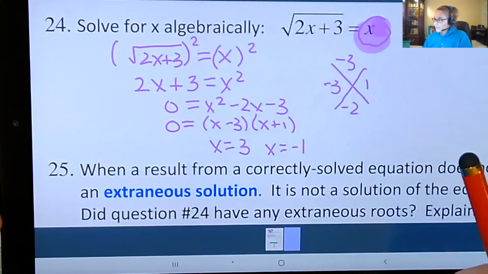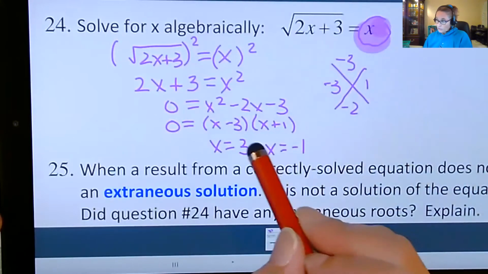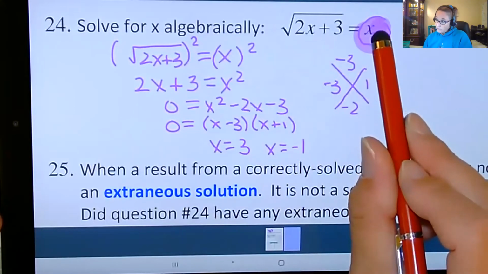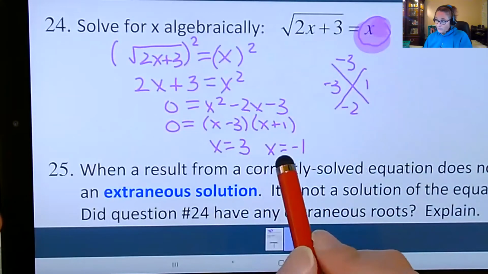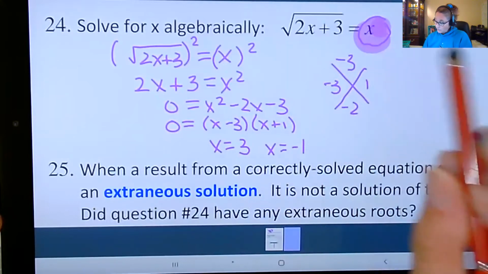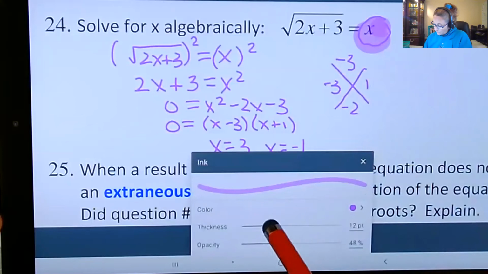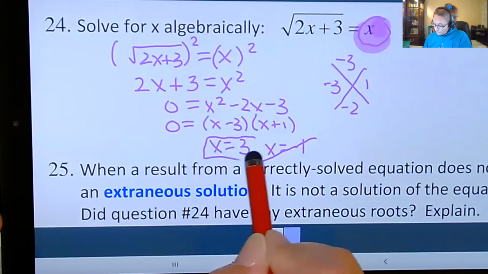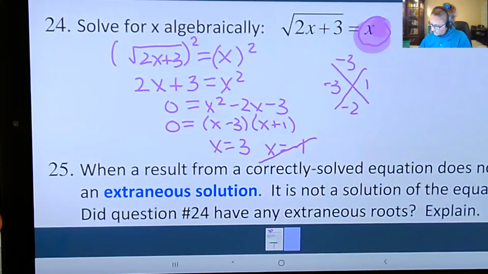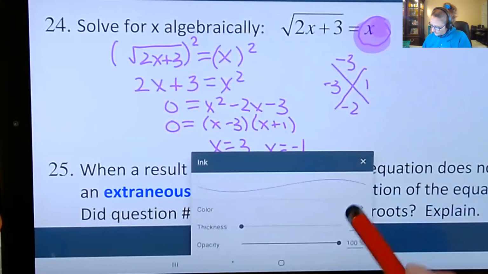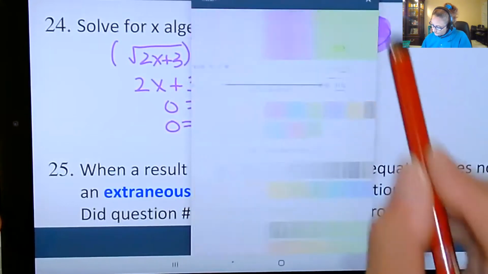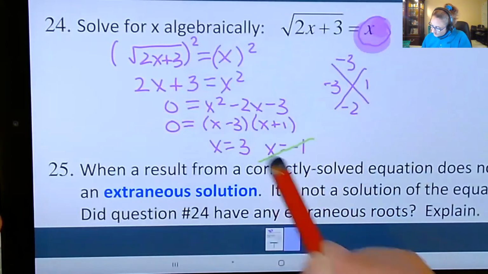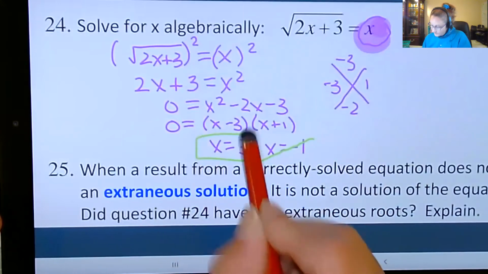Now remember, we need to come up here and check to see if this right here, that x, is positive or negative. So when I put 3 in here, that's going to give me a positive. So this one is actually going to be a solution. But when I put negative 1 in here, that one's going to give me a negative. So that one is not going to be a solution. Let me cross that out in a different color so we can see what we had there. So this is not a solution, and this one is a solution.